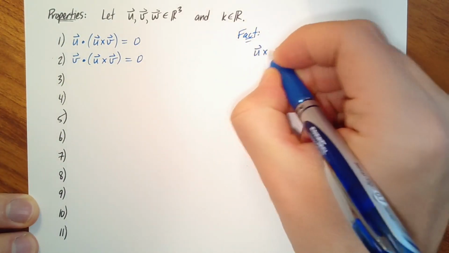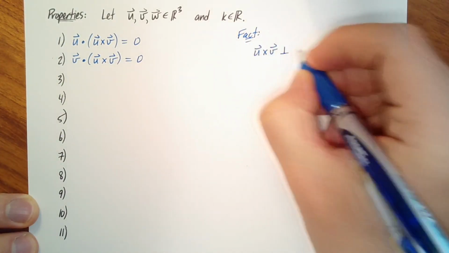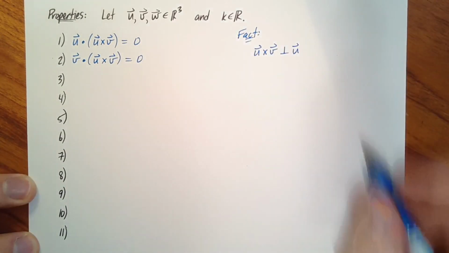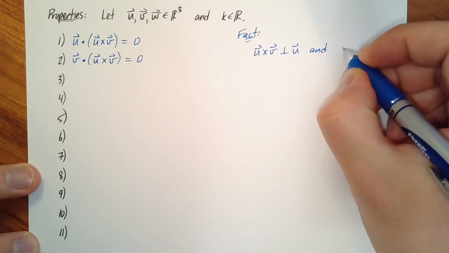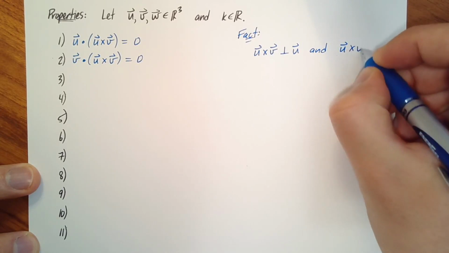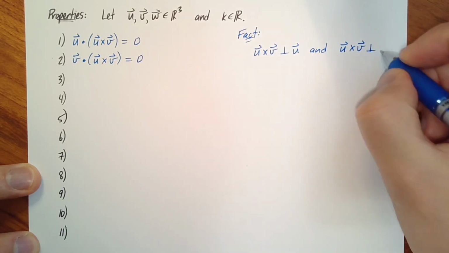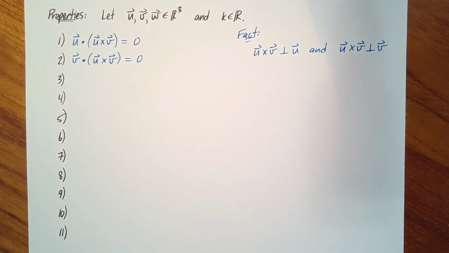So u cross v is orthogonal to u, and we can also say that u cross v is orthogonal to v. That's a really nice feature of the cross product. If you take two vectors and you take their cross product, the result is going to be orthogonal to both of the two factors that you started with.